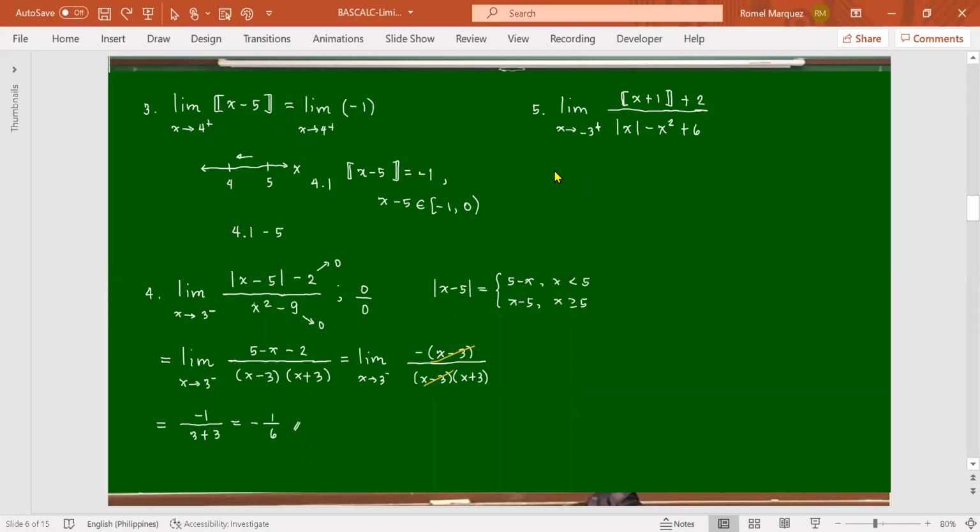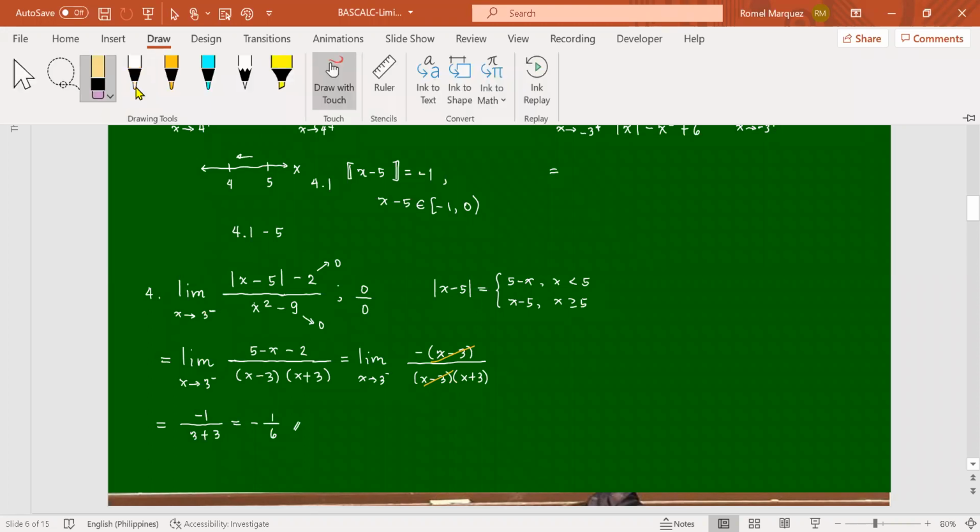Let's simplify first the numerator, because the greatest integer can be simplified, guys. How am I going to simplify the numerator? Look for values. The greatest integer is constant in an interval. The interval negative 3 to what? When x is between negative 3 and less than negative 2, what is the answer? Negative 2 po. Negative 2, are you sure?